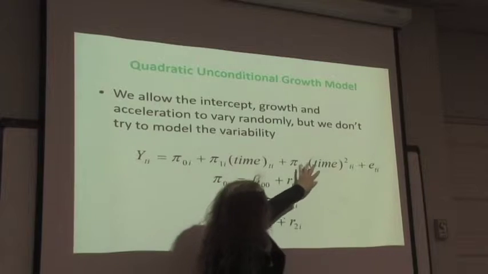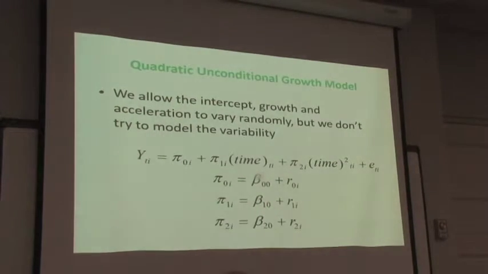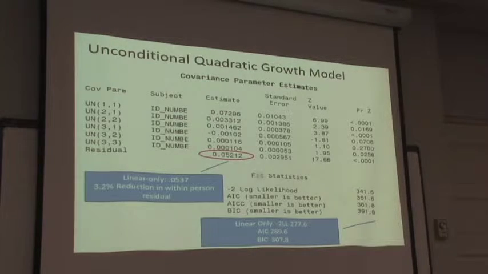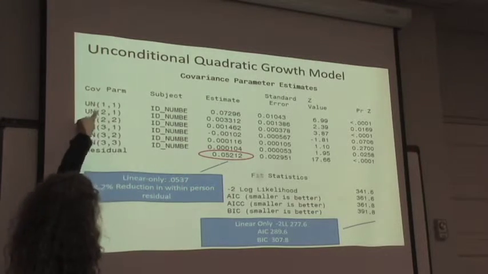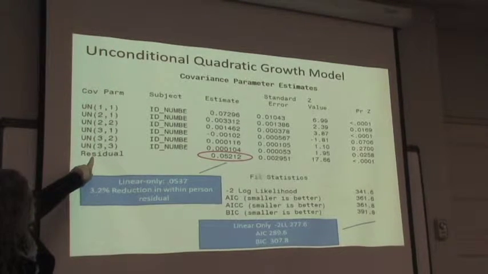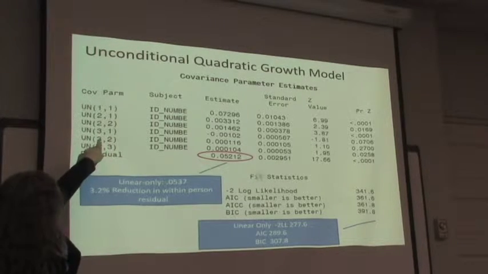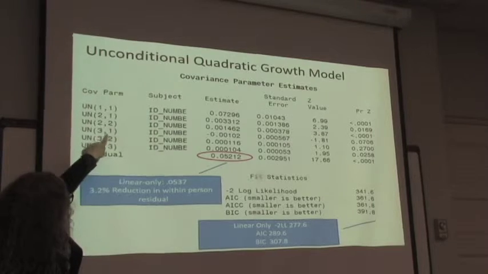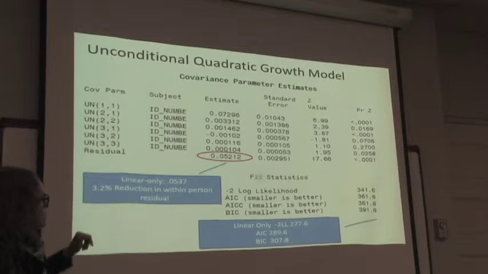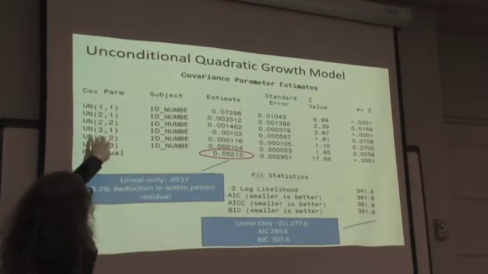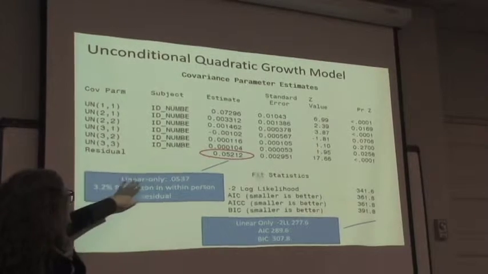Intercept, time, quadratic time, error. And so this is where I was like, well, wait till we get to the output and it'll make more sense. We can see now we've got quadratic growth, intercept, quadratic growth, quadratic slope, linear slope, quadratic slope, quadratic slope. So we've added all of this to the variance-covariance matrix. Have we improved the model?